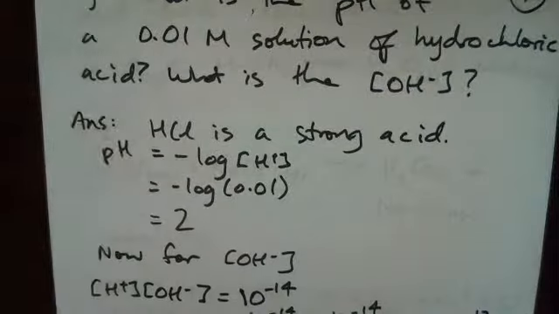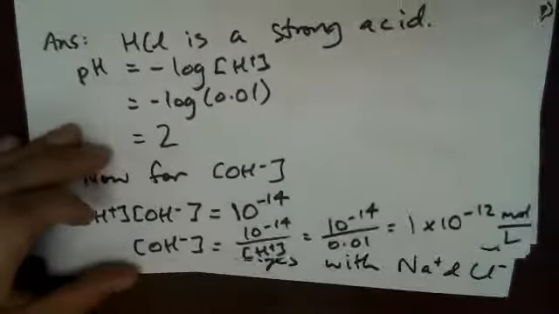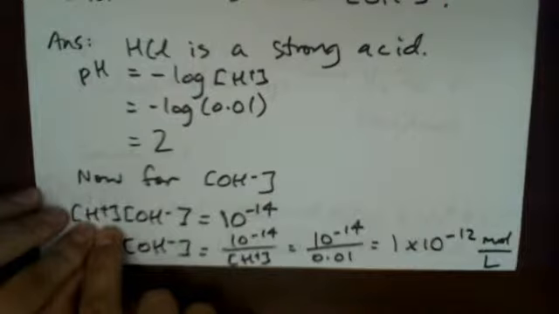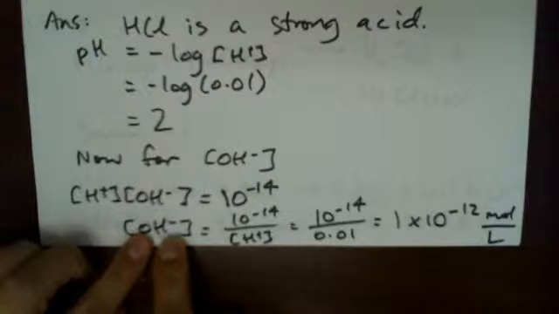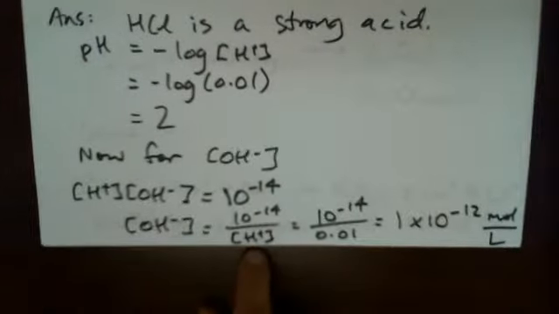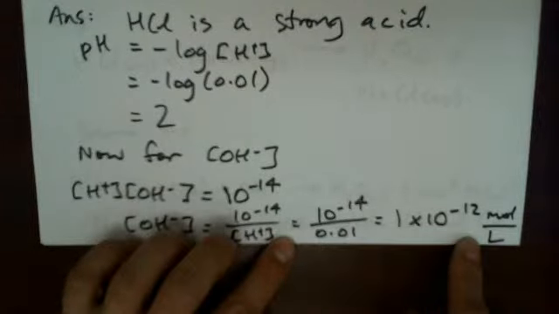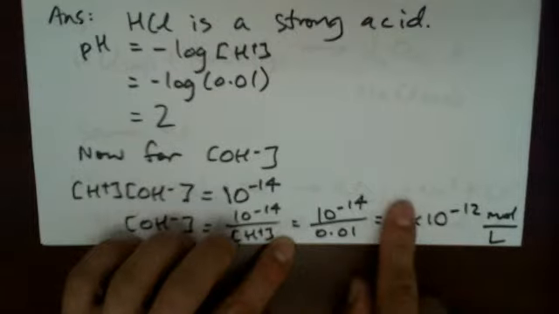Again, make sure you can do this on the calculator. So now for the hydroxide ion concentration, we have this water product, so H plus times OH minus equals 10 to the minus 14. You can rearrange that to give OH minus equals 10 to the minus 14 on H plus, and so 10 to the minus 14 on 0.01 equals 1 by 10 to the minus 12. So that would be the concentration of OH minus, or you could just write it as 10 to the minus 12. Again, make sure you can do these calculations, so pause the video as needed.